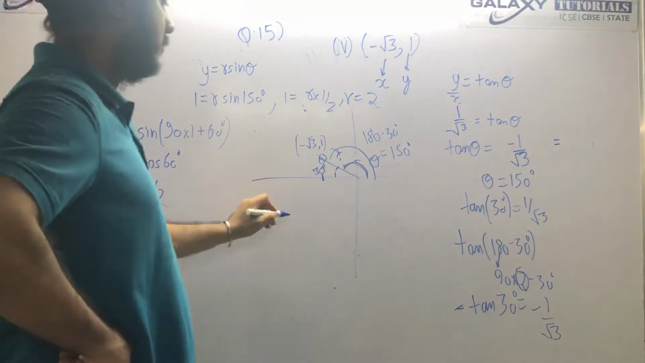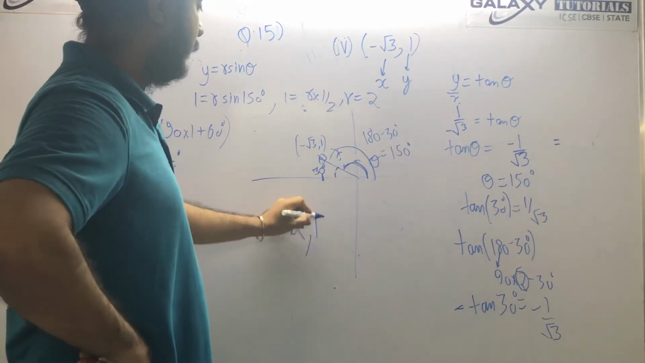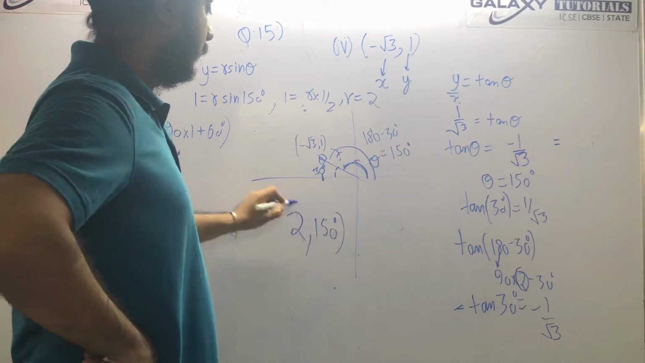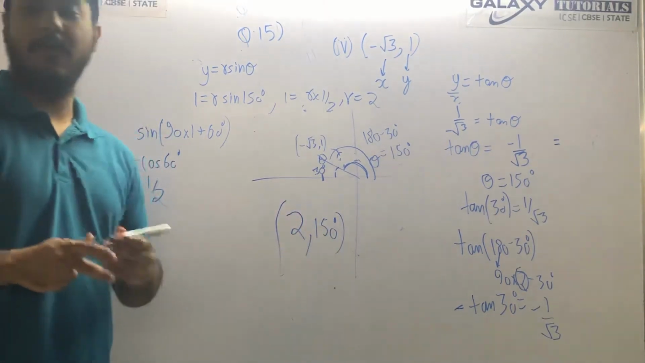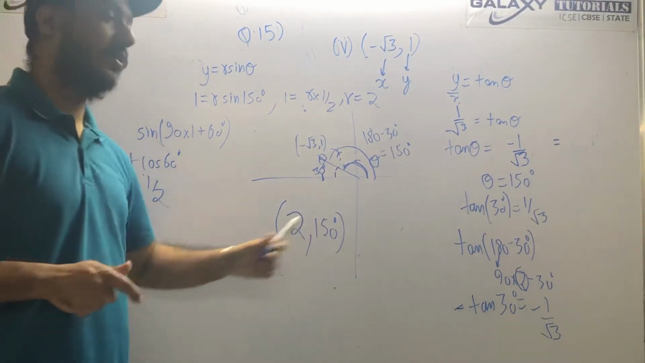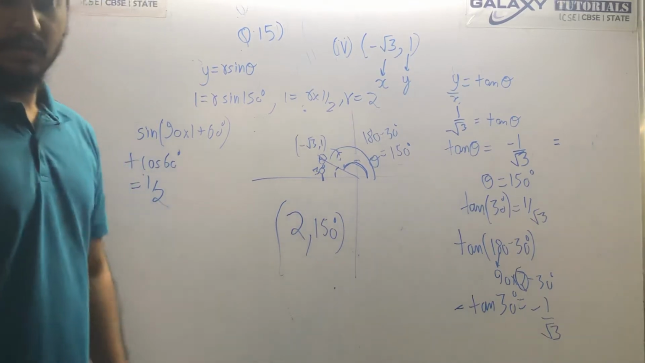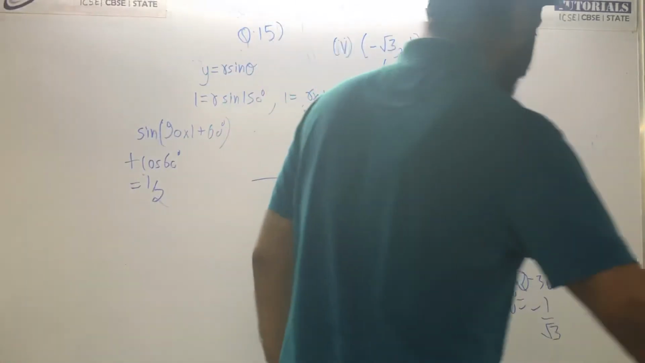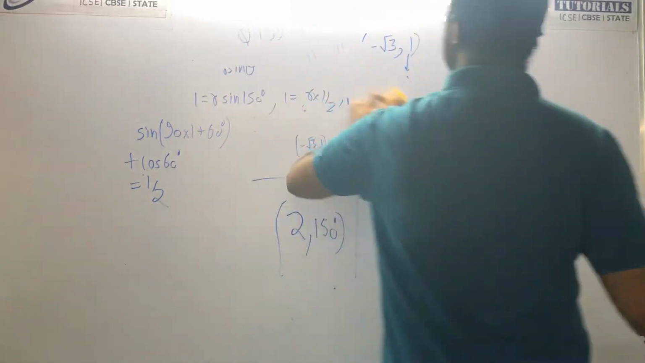So you will write like this: 2, 150 degrees. You will always write the polar coordinates in the form of r and theta. So (r, theta) is (2, 150 degrees). Okay, let's go to the next question.